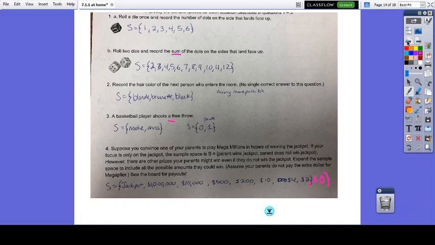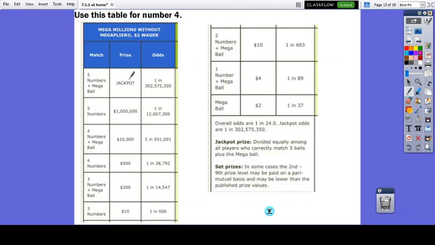So if you looked at the board, you should have in your sample space: they could have won the jackpot. They could also win $1 million. They could win $10,000. They could win $500. They can win $200. They can win $10.